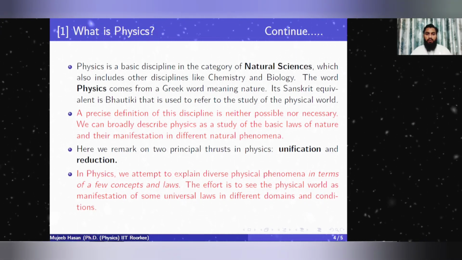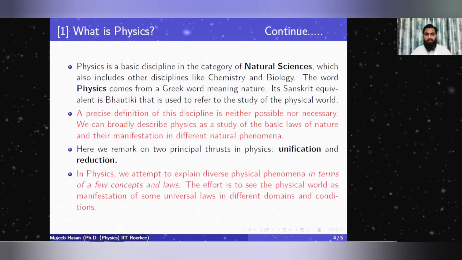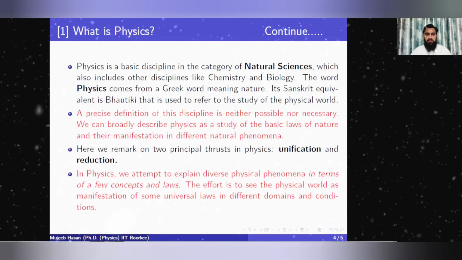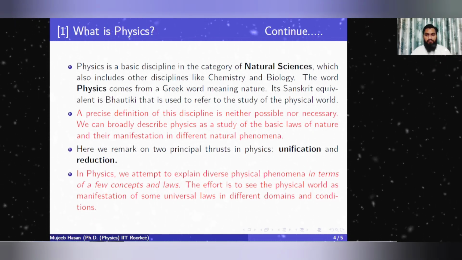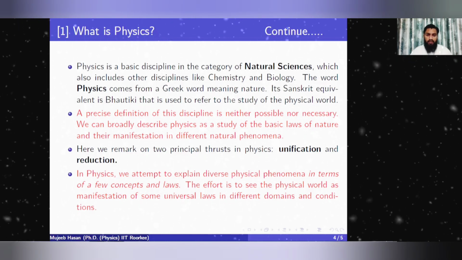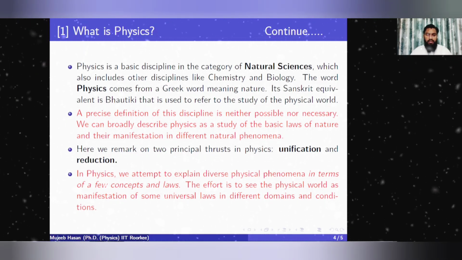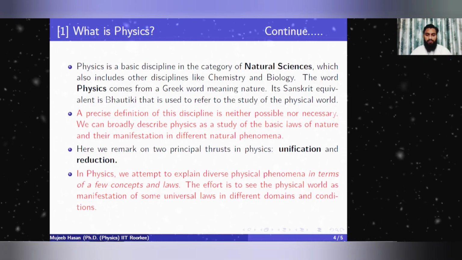Here, we remark on two principal thrusts in physics. One is unification and the other is reduction. Now, as unification, we can see that in physics, we attempt to explain diverse physical phenomena in terms of a few concepts and laws. The effort is to see the physical world as a manifestation of some universal laws in different domains and conditions.